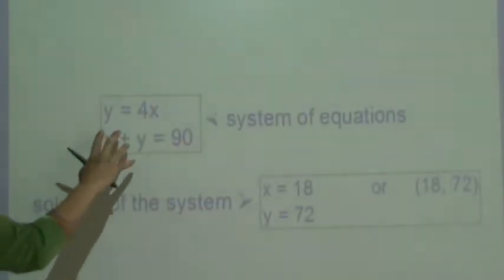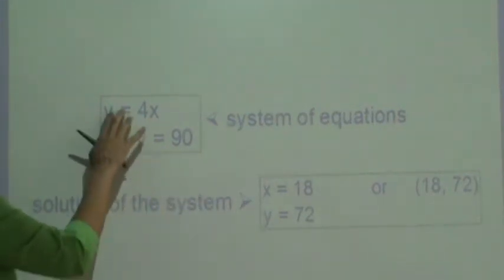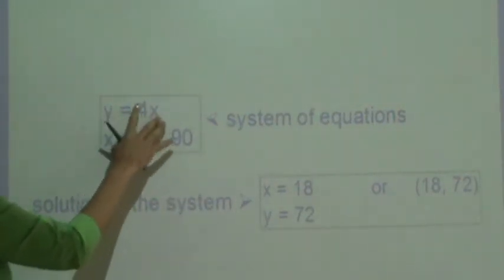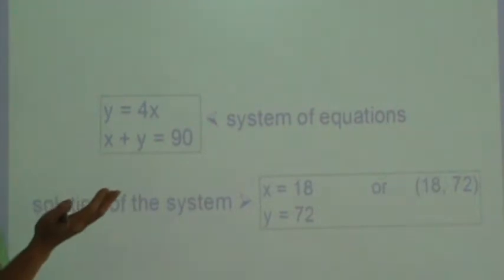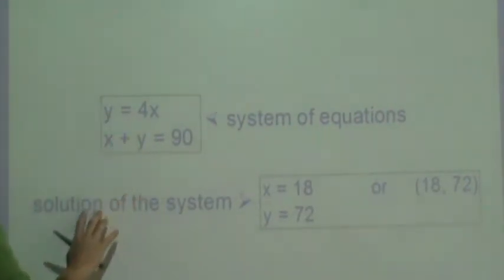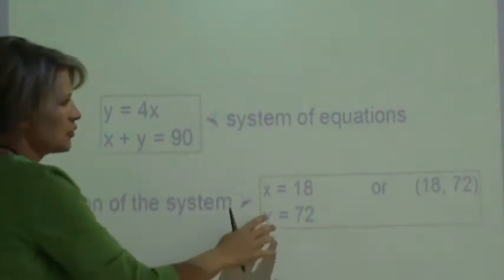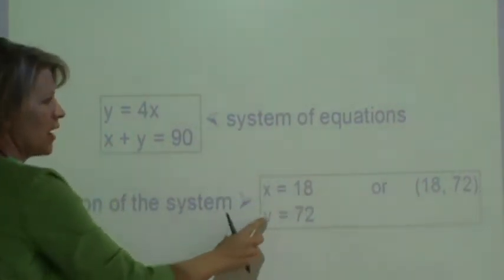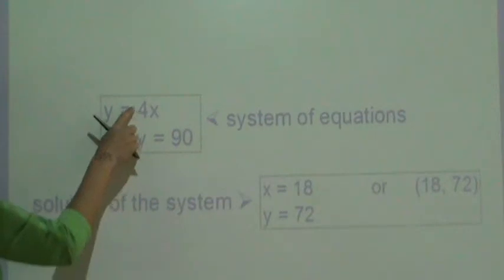So for example, a system of equations is going to look like this. It's going to have two equations. It's going to have a y and an x, or an a and a b. It's going to have two variables in it and a number. Okay? And basically, the solution is going to look like this. So we're trying to figure out what x equals and what y equals so that both equations are true.